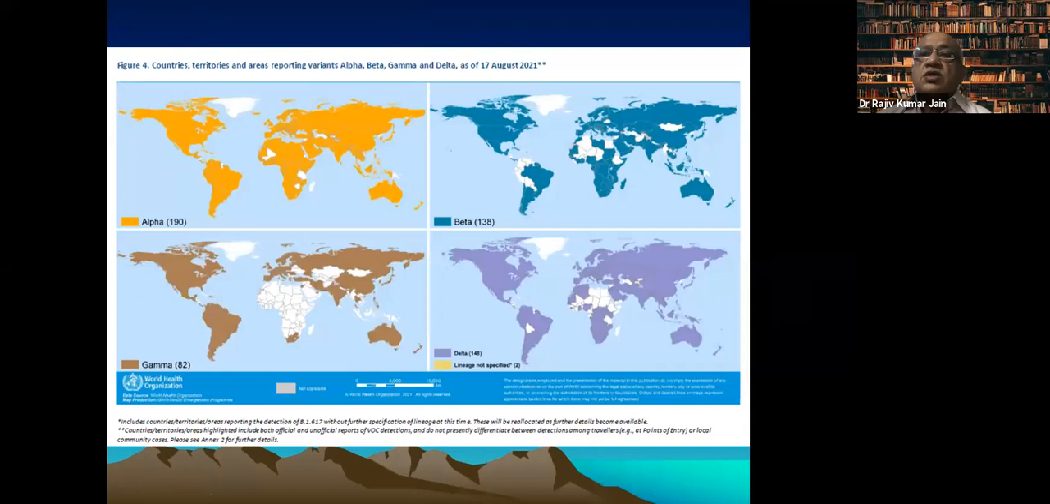This is the distribution of alpha, beta, gamma, and delta variants of concern across the world. Alpha is in 190 countries, beta is in 138 countries, gamma is in 82 countries, and delta has now reached 148 countries. How this violet colored bottom right is expanding. And also India continues to have all the 4 variants of concern. Next slide, please.